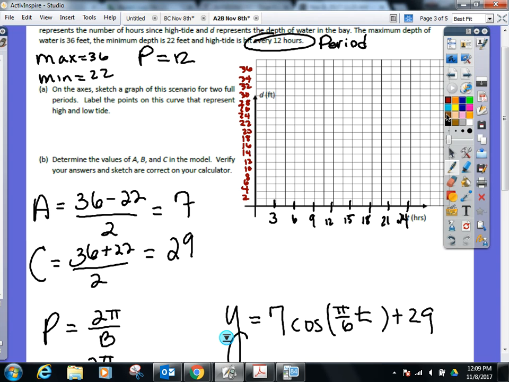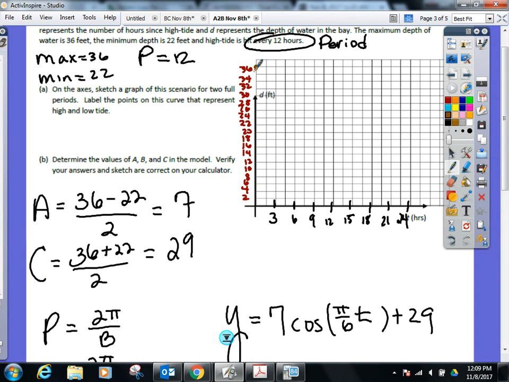What curve is it, guys? What curve am I using? Sine or cosine? Okay, this is a cosine curve. Ready? Let's go through the key values. Cosine always starts at its max. There's no flipping here because there's no negative value out in front. So the max here was 36, so that's what I'm going to start at, 36.